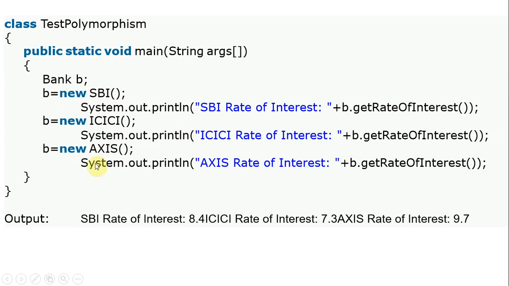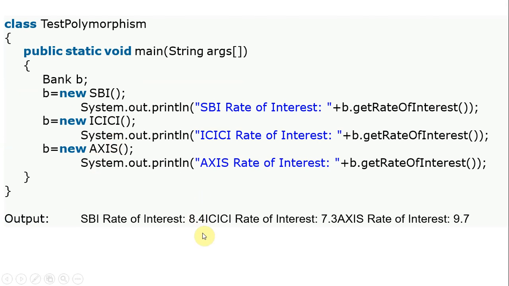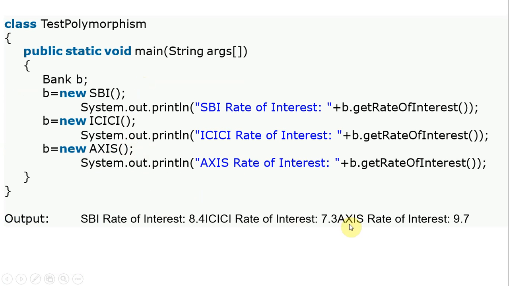Okay, so what is happening here? To the superclass reference variable I am assigning the subclass objects. So to call the subclass methods, we got an output with the values 8.4, 7.2 from the subclass methods. What is happening is that to call the subclass overridden methods, we are taking the help of the superclass reference variable.